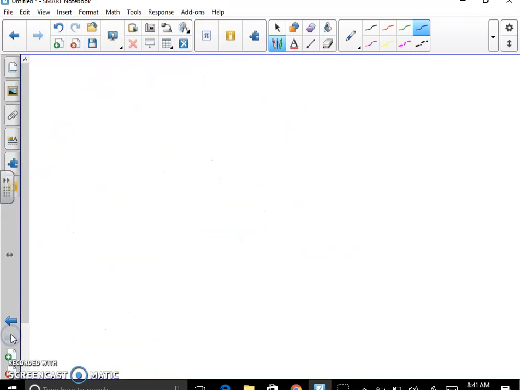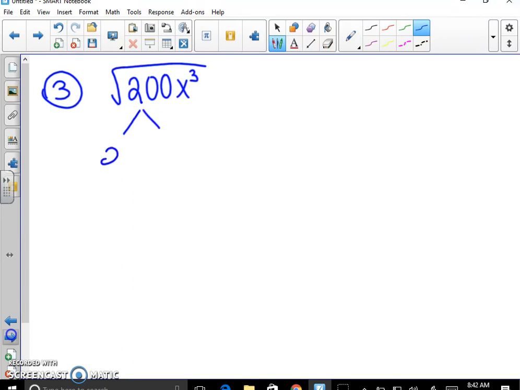All right, for the next one, this is where we're going to see a monomial expression. So we're going to take the square root of 200x cubed. So this is something a little bit different because we see a variable, but it's the same exact process that we've been doing. So let's start with what we know. We know how to break down 200. We have 2 times 100. 2 can't be broken down. 100 can be broken down into 10 times 10.